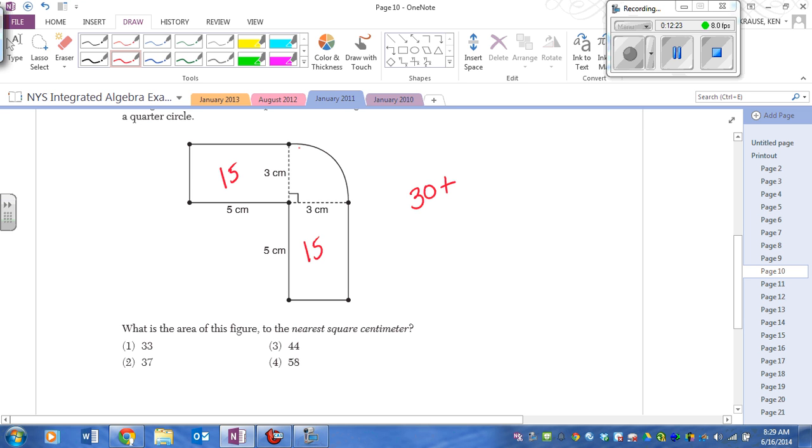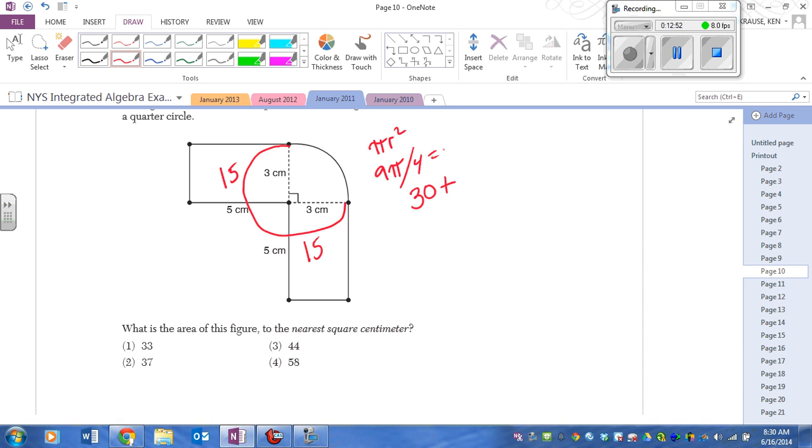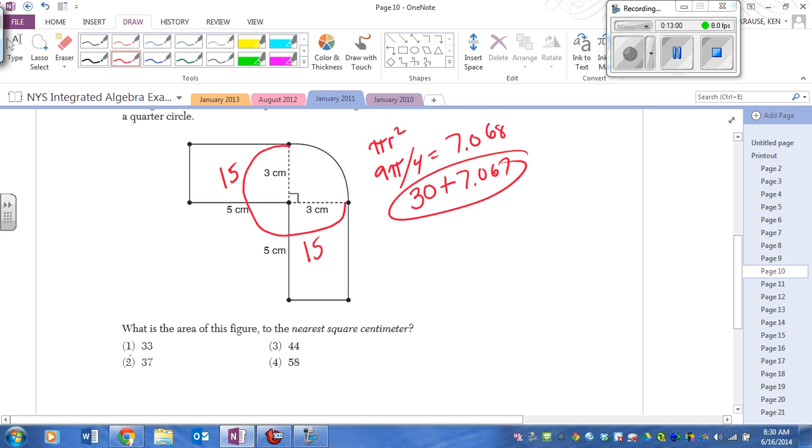And if you look at this, isn't this just a quarter of a circle? So if you remember, the area formula of a circle is pi r squared. In this case, the radius is 3. So this is 9 pi, but we only have a fourth of the circle, so we have to divide that by 4. If you do that in the calculator, it will tell you that is 7.068. So if I add that to the 30 that I already have, I get around 37.